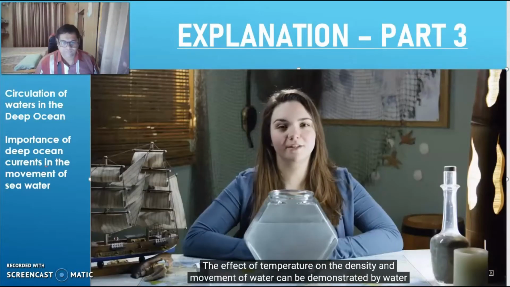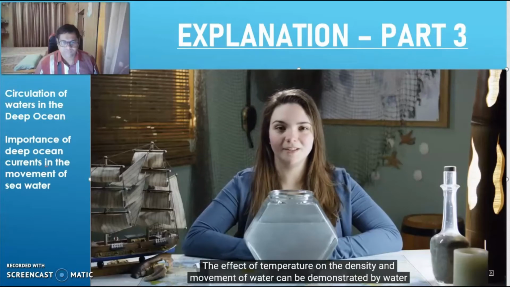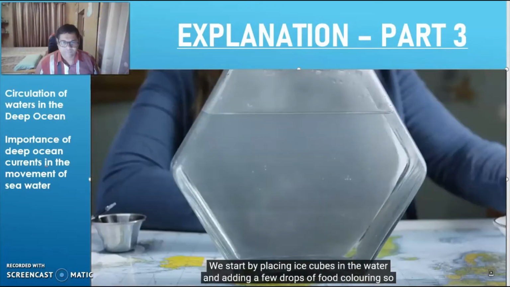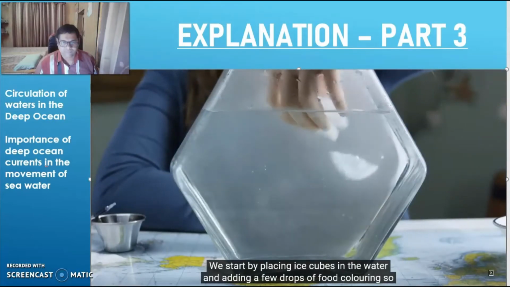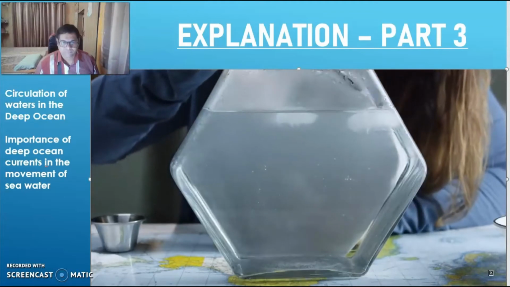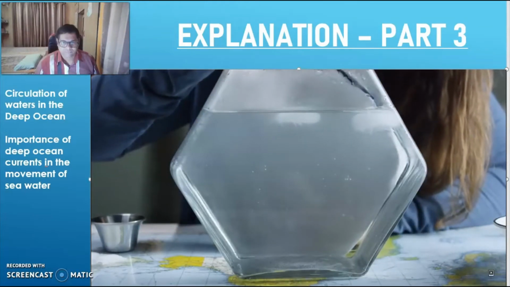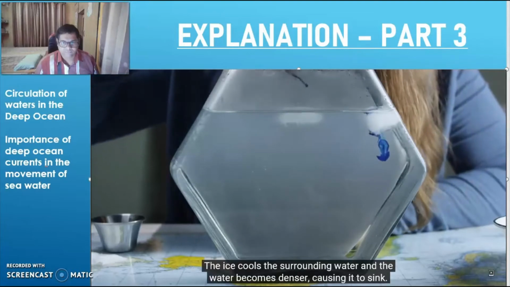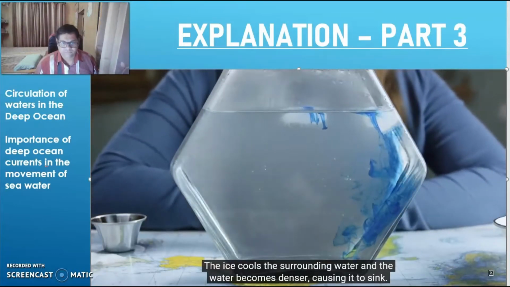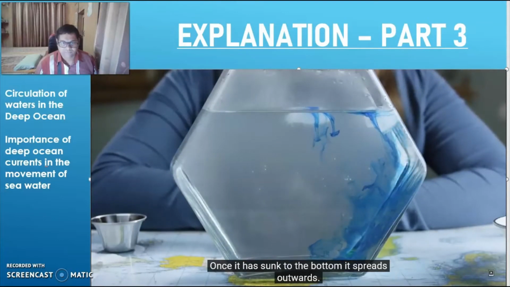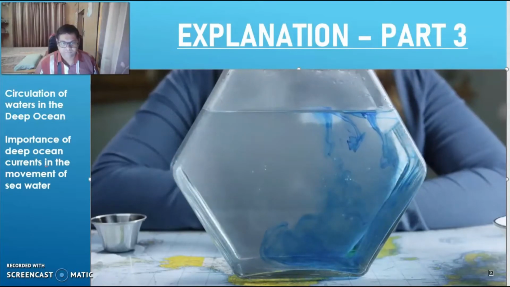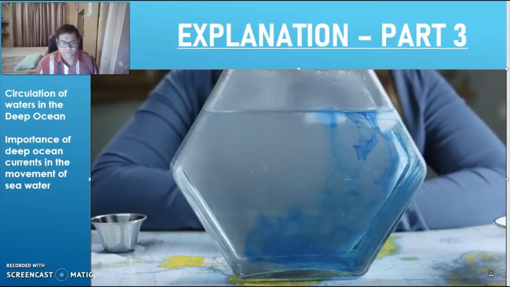The effect of temperature on the density and movement of water can be demonstrated by water in a tank. We start by placing ice cubes in the water and adding a few drops of food coloring so we can see the water's movement. The ice cools the surrounding water and the water becomes denser, causing it to sink. Once it has sunk to the bottom, it spreads outwards. These are the cold currents.